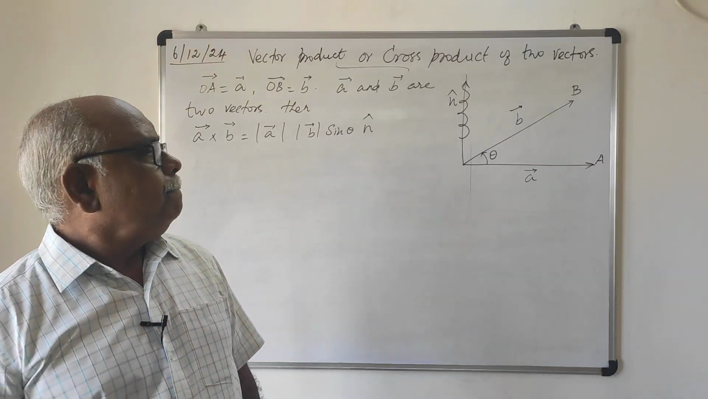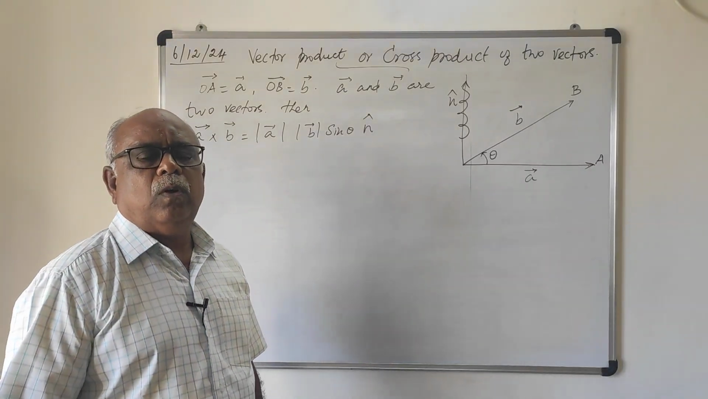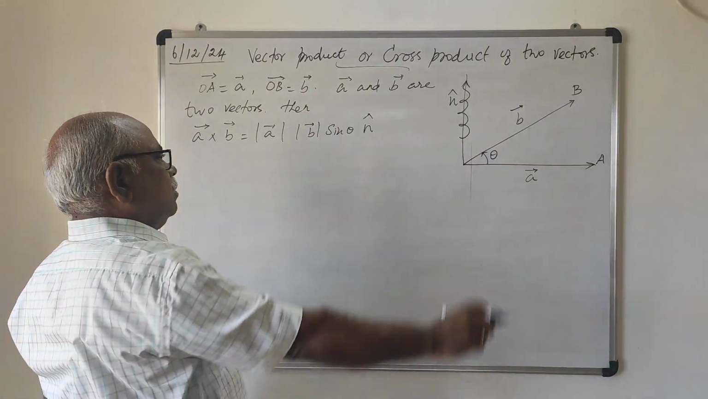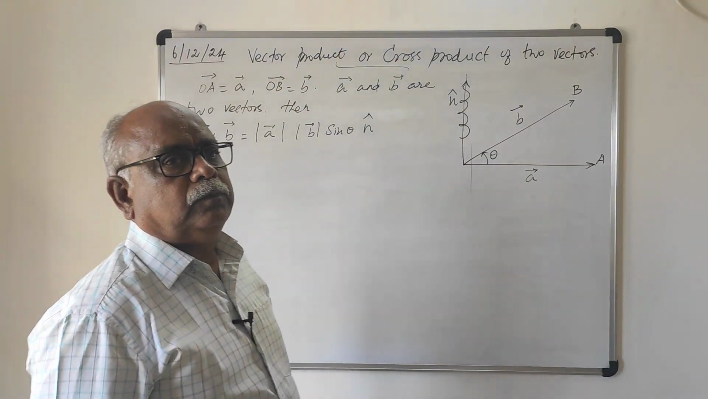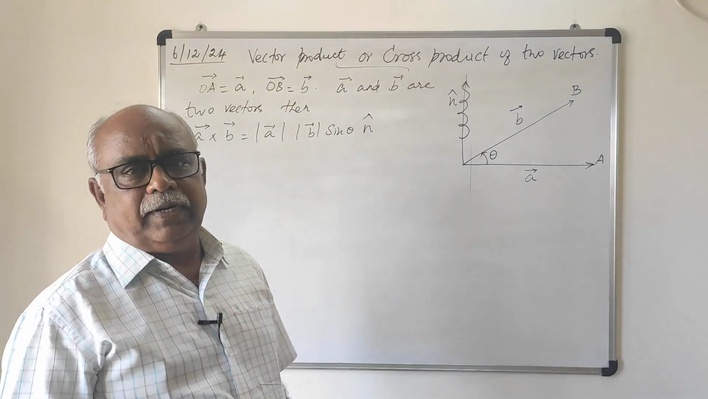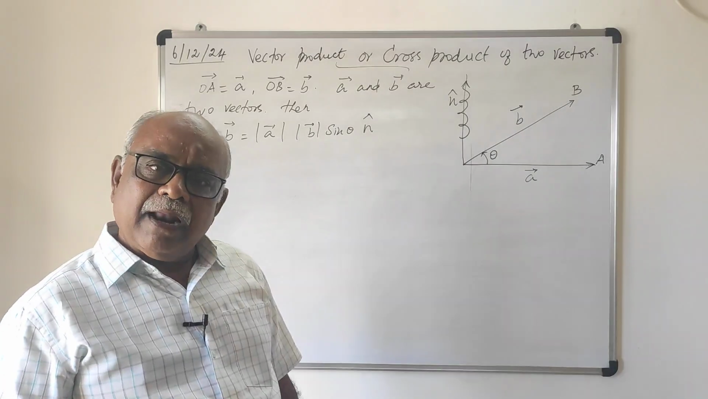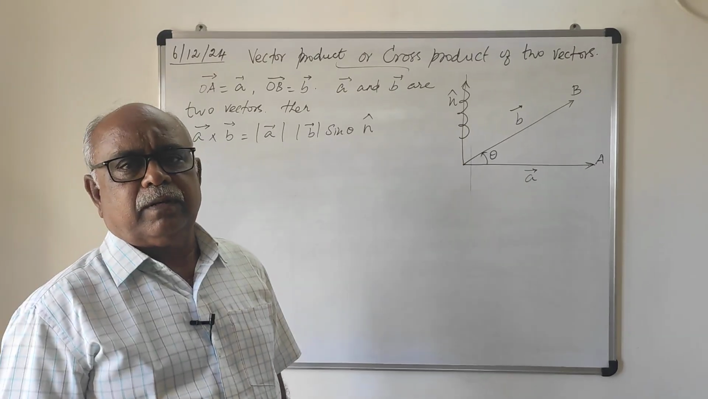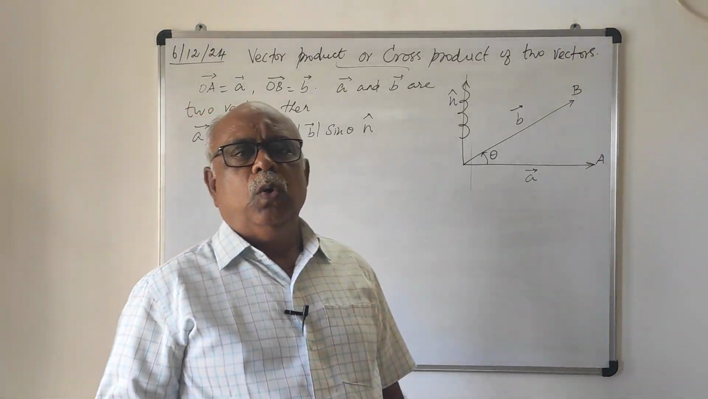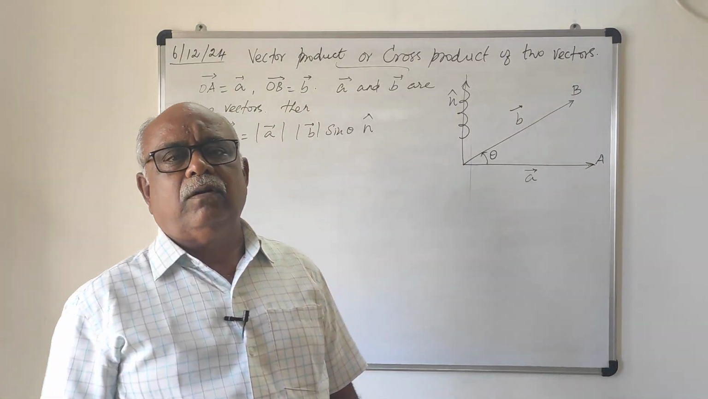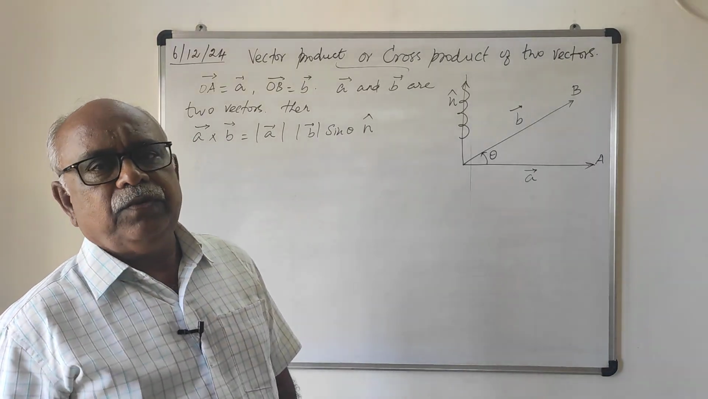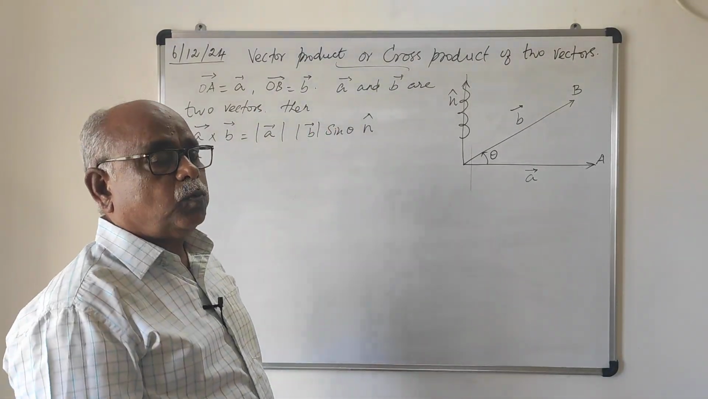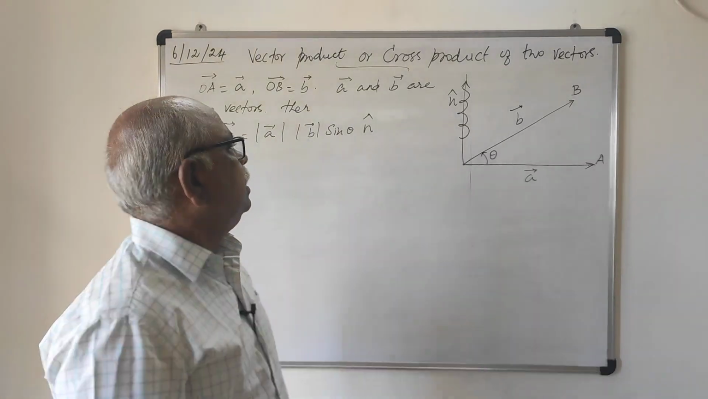My dear students, in this video, I am going to define vector product or cross product of two vectors. So far we have seen dot product of two vectors or scalar product of two vectors. Dot product is nothing but a scalar product because dot product gives you a scalar quantity. That's why it is called scalar product. Now in this video, we are going to see vector product or cross product of two vectors A and B.